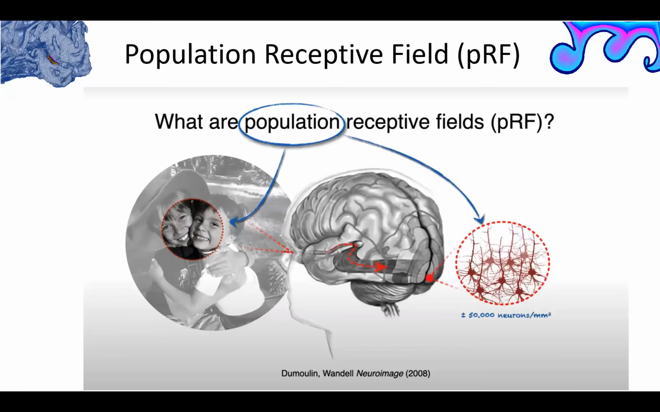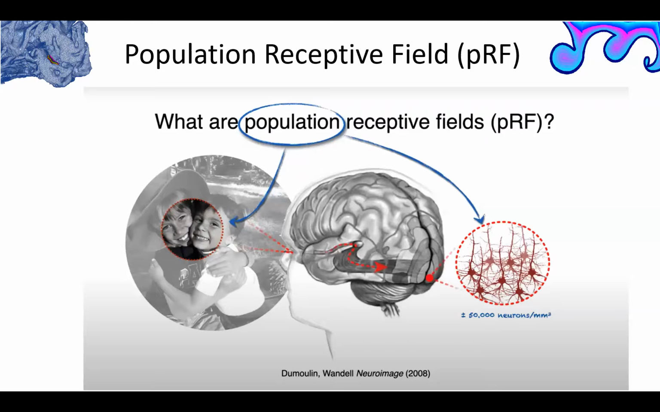So what are population receptive fields? Receptive field is probably one of the most widely acknowledged properties of the neocortex, not only in visual cortex, but any cortex. It basically tells us that single voxels respond, in visual cortex for example, to a different portion of the visual field, and they are selectively responding to that portion of the field.